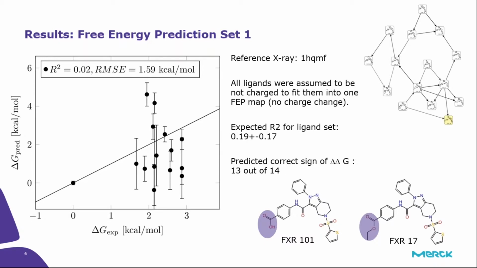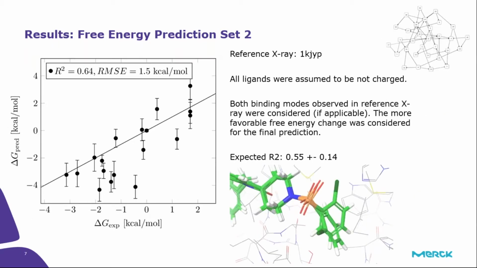What is interesting about this bad ranking performance is that it's also something you would expect within the normal errors on such experimental data and the prediction accuracy you can normally expect for those methods, and that would give you an expected R2 of 0.19. So actually, this poor ranking performance is not so surprising. Still, the method correctly predicted the sign of delta G in 13 out of 14 cases.